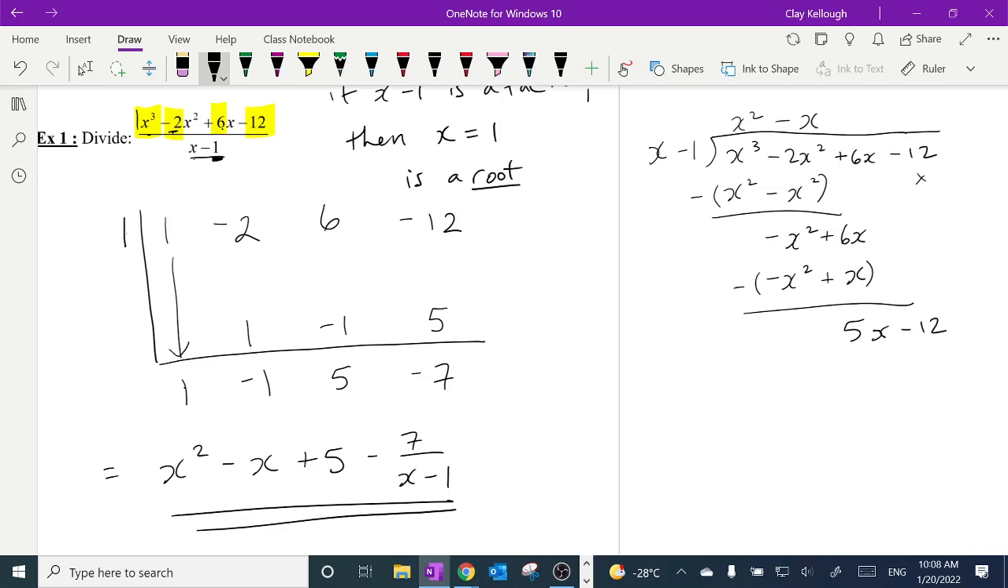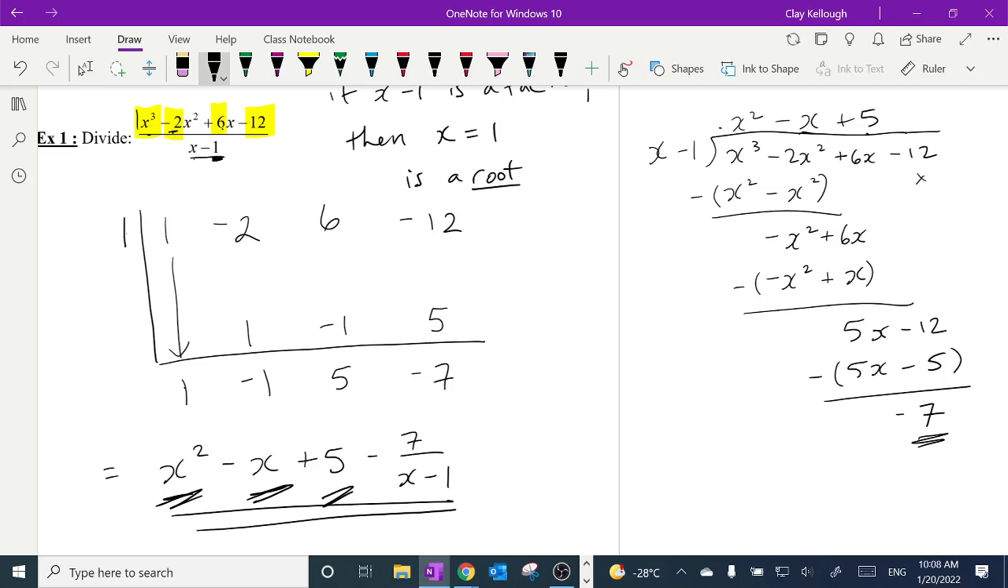How many x's go into 5x? 5 of them, giving me 5x minus 5. And when I subtract that, I get -7. Remainder of -7, and the quotient is 1x squared minus an x plus 5. Two different ways to long divide, or to divide polynomials when you can't factor.